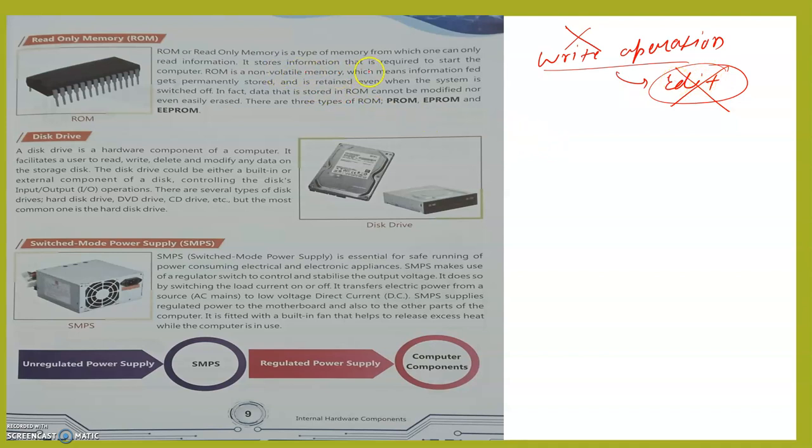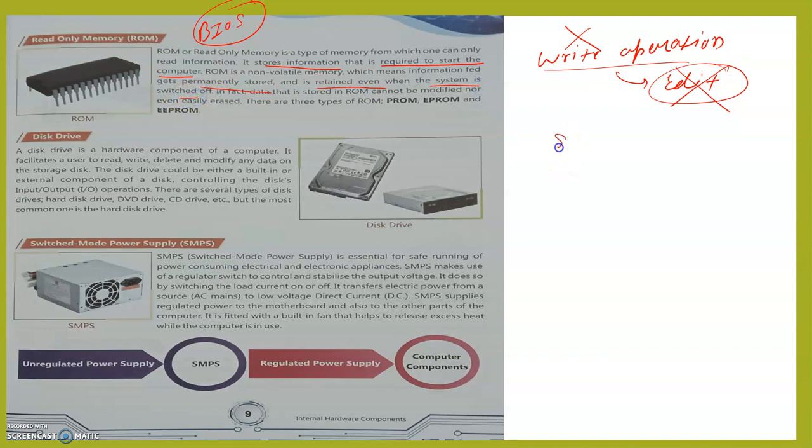It stores information that is required to start your computer. ROM memory stores which kind of information? It stores the information that is required to start your computer system, that is BIOS. ROM is also known as non-volatile memory, which means the information fed into the computer system gets permanently stored and is retained even when the system is switched off.